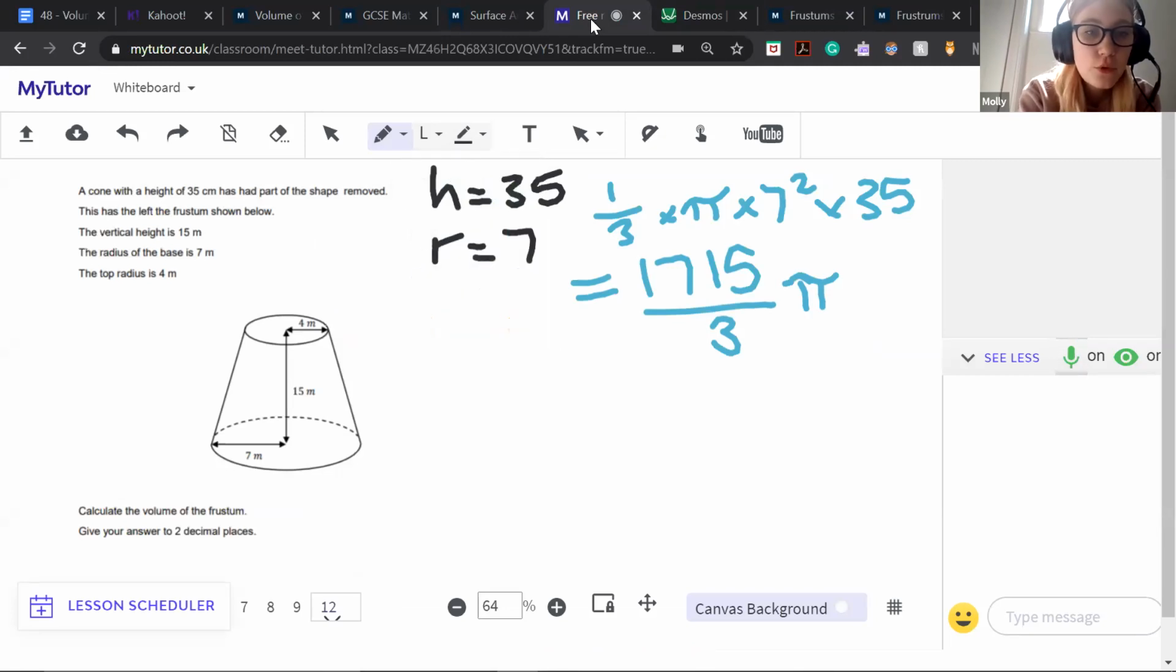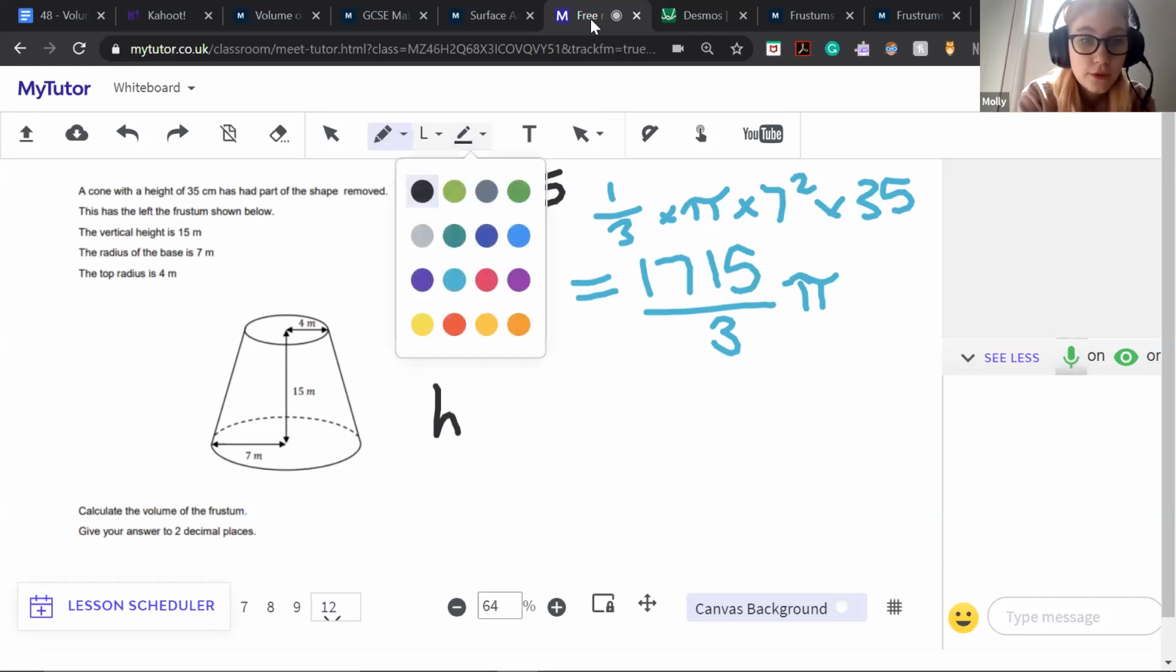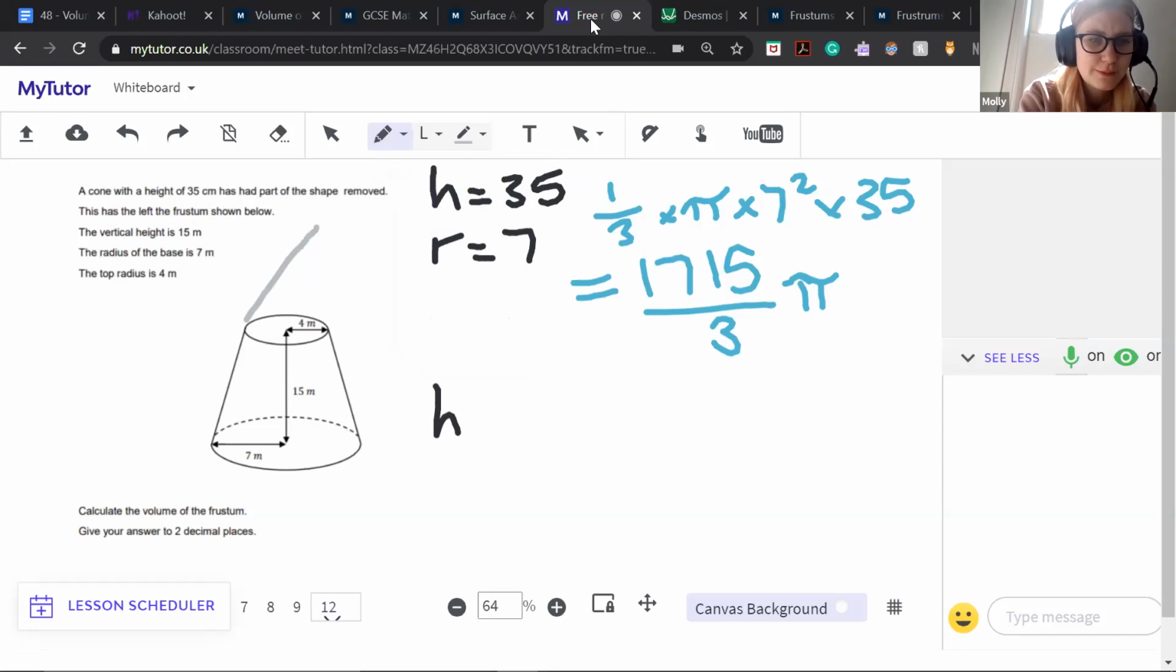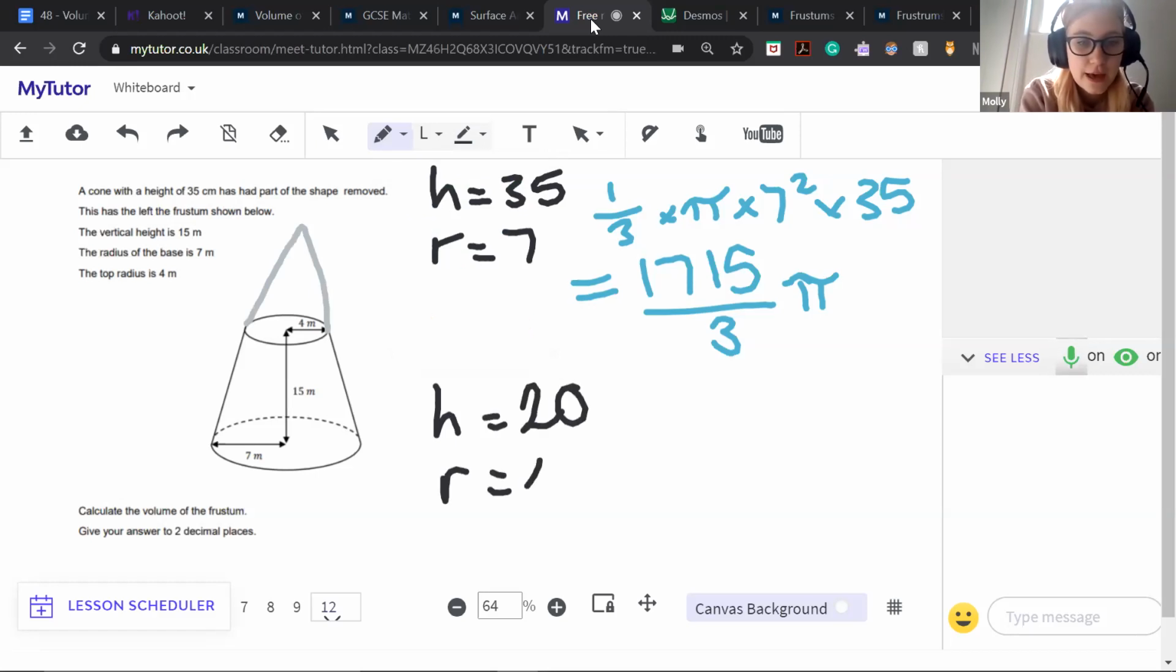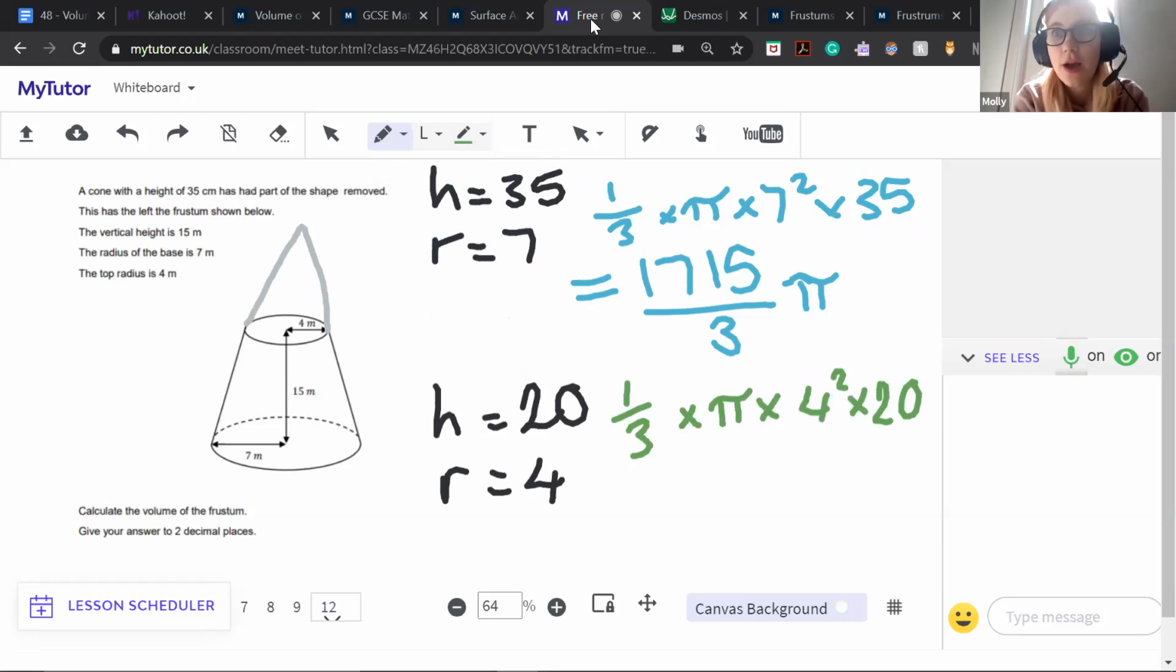Now let's think about the smaller cone. Well, if the original height was 35 and the height of the bit that's left is 15, the height of this top cone that we can imagine in here has got to be 20. It's got to be the remaining bit. That was a very wonky drawing there. And we're given here that the radius of that bit is 4. So let's do exactly the same thing. 1/3 of pi r squared h.